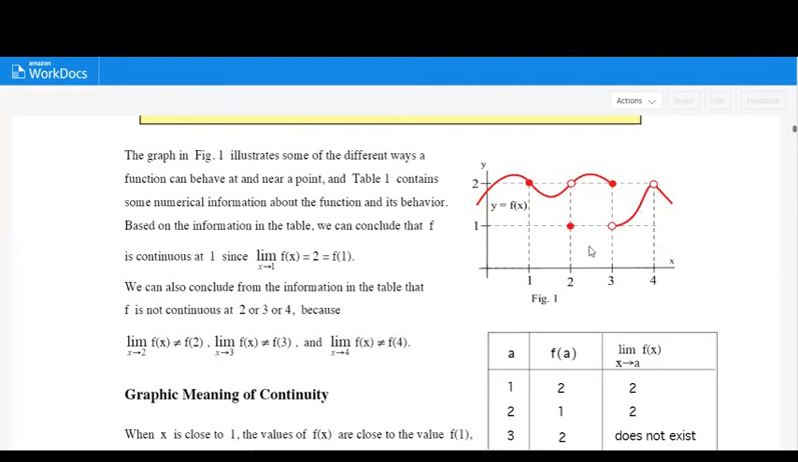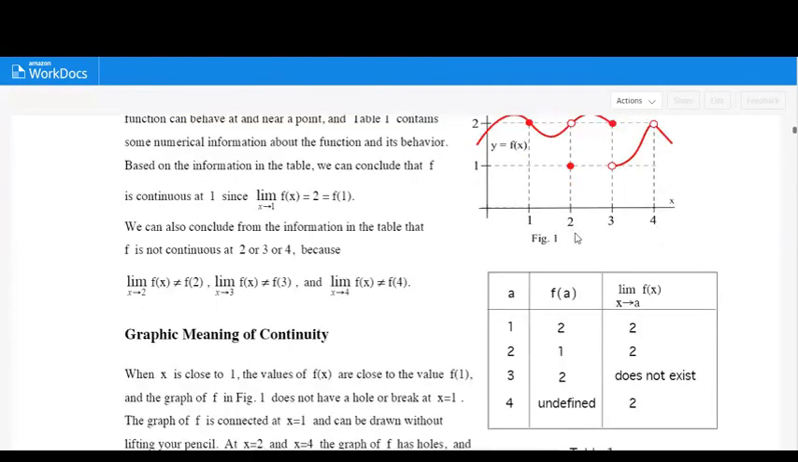But not on 2 kasi kapag 2, no, may holes dyan. 3, may break, may holes. 4, may holes din. So kumbaga sa exact na values ng 2, 3, and 4, the function here is discontinuous. Dito lang siya continuous kay 1, less than 1 dito. Dito, less than 2, less than 3, less than 4. Yan.